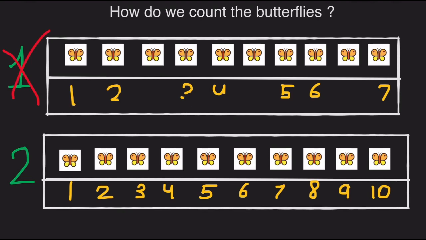And in the next one, it says 1, 2, 3, 4, 5, 6, 7, 8, 9, and 10. Well, that is how we count butterflies. So the next option is correct.